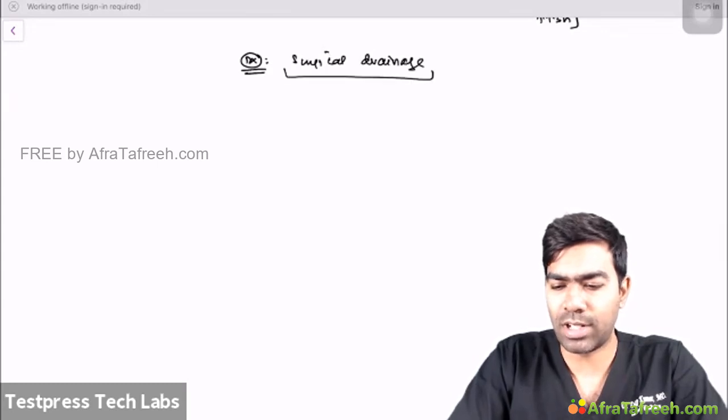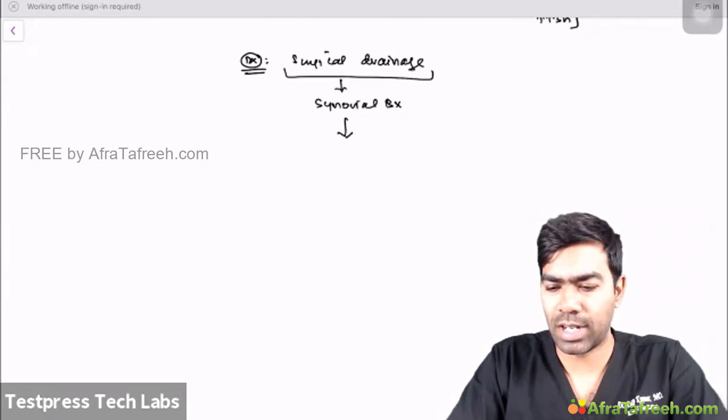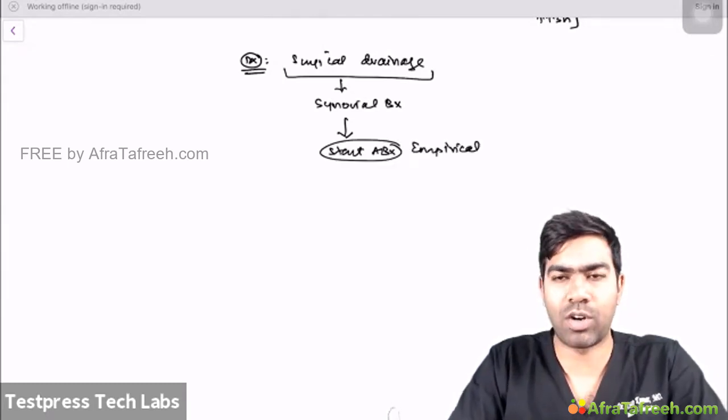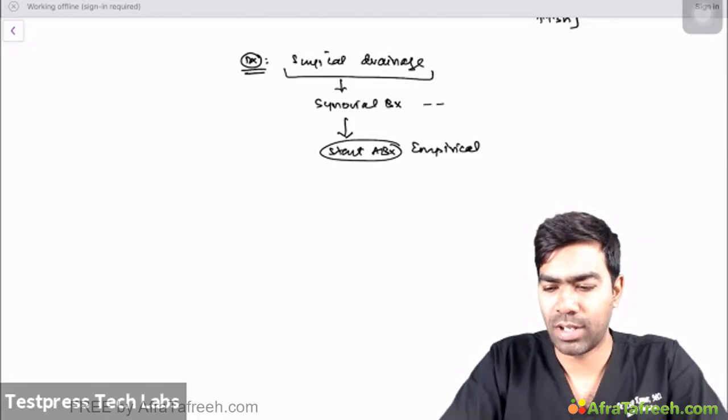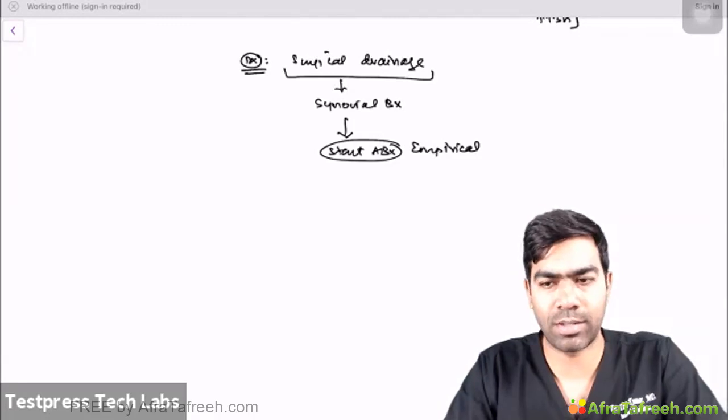And during surgery itself, better to take a synovial fluid biopsy. So once you have taken a synovial biopsy and synovial fluid, in this setting you can start with antibiotics. So the initial antibiotic regimen will be an empirical antibiotic regimen. Later on, once the biopsy reports arrive, you can taper the antibiotics to more selective antibiotics for that particular organism.